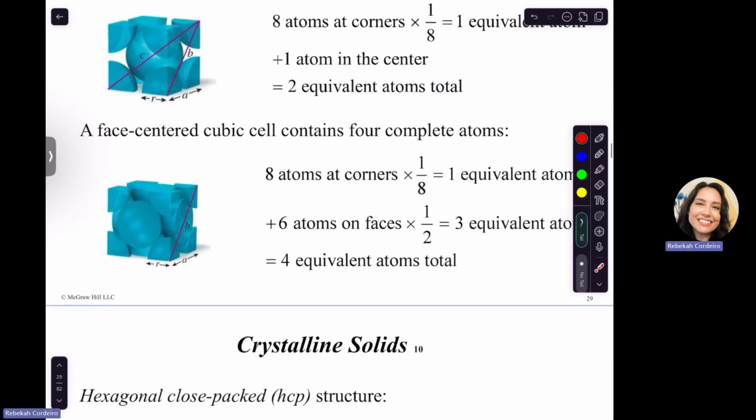Now face-centered cubic is a little more complicated, but not by much. We have 8 corners, so corners are divided by 8, and that's 1. And we have 6 faces, since there are 6 sides to a cube. For faces, we cut them in half, so we're sharing them with only 2 different unit cells, so faces are divided by 2. So we have 4 atoms total: 1 from the corners, and then 3 from all 6 faces divided by 2.